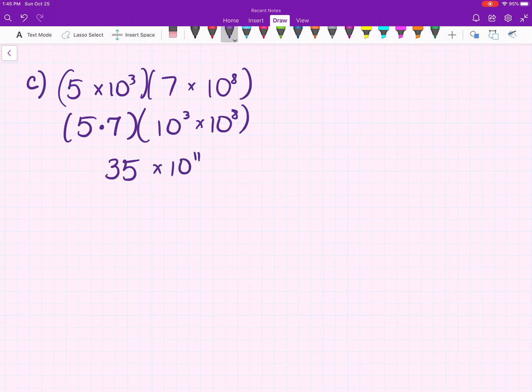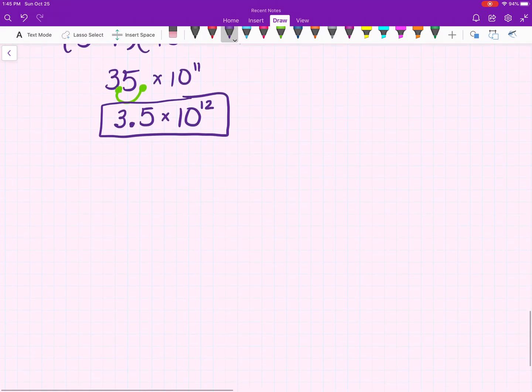Now here's where people lose points. This is not in scientific notation. The reason is the whole number should be between 1 and 9. Well, it's 35, which means we have to move that decimal. The decimal's here. We have to move it one more place. So that means it's really 3.5 times, and we moved it one place to the left, meaning we took a bigger number and made it smaller, so we're multiplying, so that has to be a 12 there. Okay? Let's look at D.